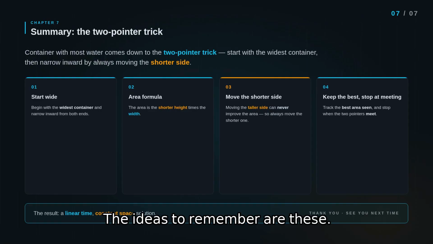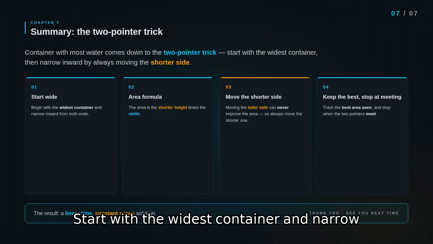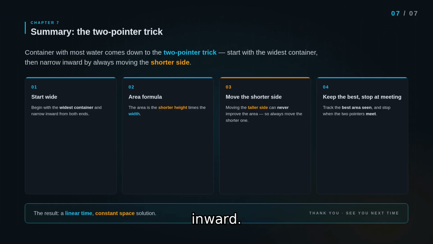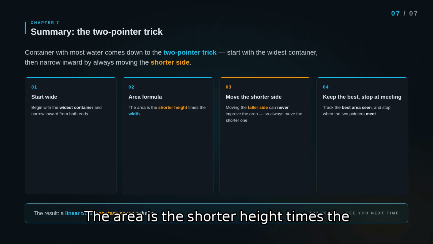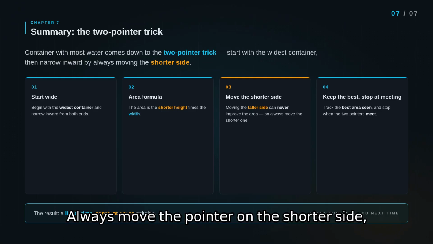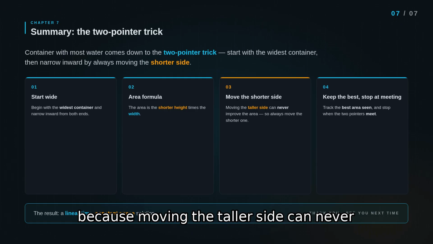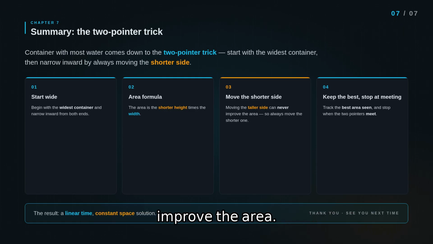Summary. Container with most water comes down to the two-pointer trick. The ideas to remember are these. Start with the widest container and narrow inward. The area is the shorter height times the width. Always move the pointer on the shorter side, because moving the taller side can never improve the area. Keep the best area seen so far, and stop when the pointers meet. This gives a linear time, constant space solution.